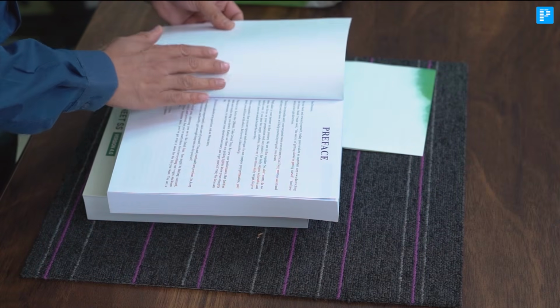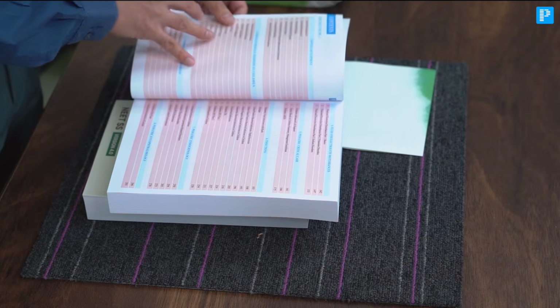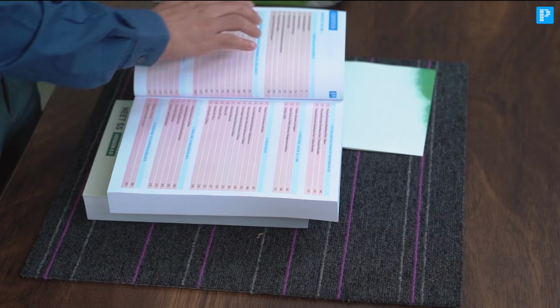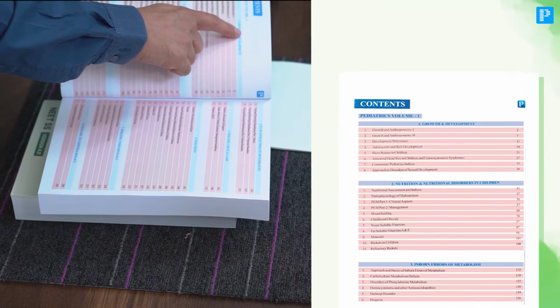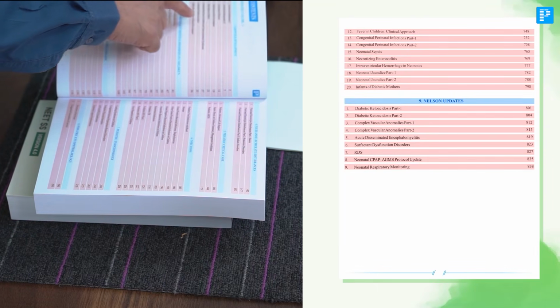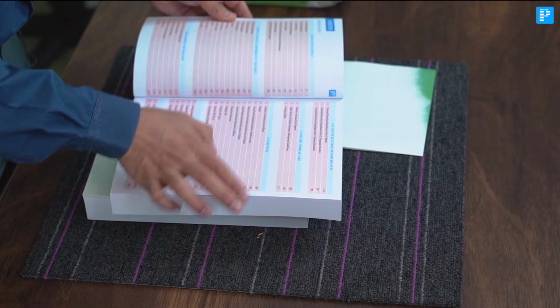If we open the first page, there is a preface where the team is talking to you. Then we have the contents. The contents have been divided in both volumes, volume 1 and 2, according to the unit. In each unit, we have the chapter wise and there are page numbers given.